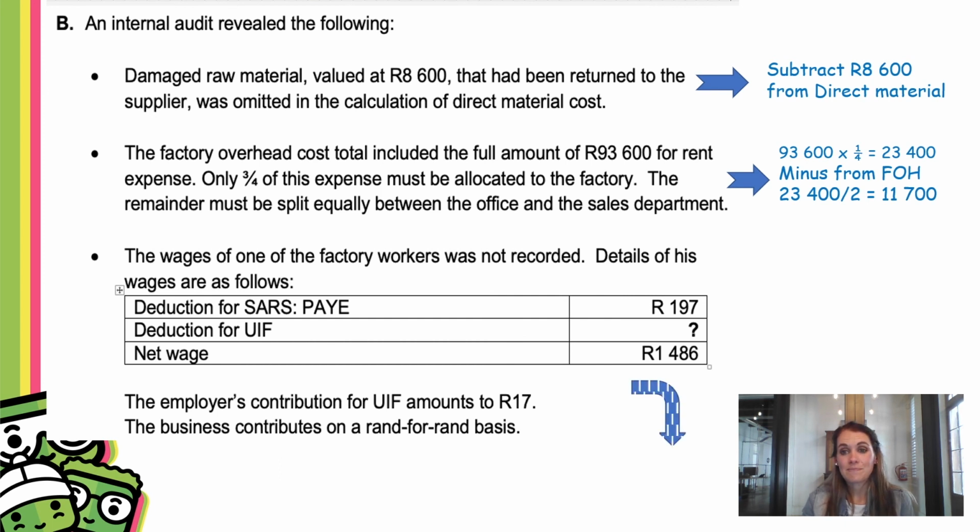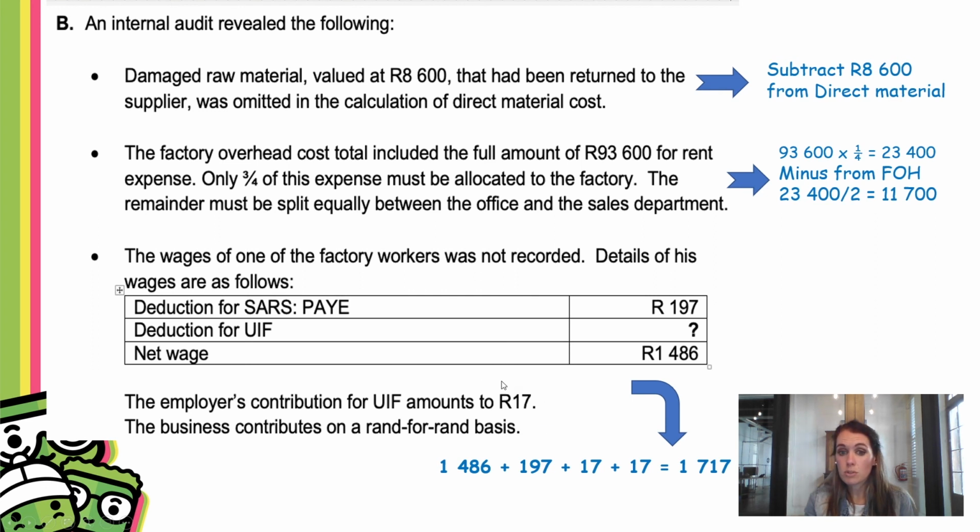And then lastly, our factory workers. Factory workers is part of direct labor. So we know our direct labor amount will have to change. So let's look. It looks like it's very tricky, but it is so easy. I need to add the net wage, which I've done there at the beginning. Then I'm going to add the deduction for SARS, and I need to add the deduction of UIF. So the reason why I need to add that as well is the three of them together will be the gross wage. But I don't have the deduction.